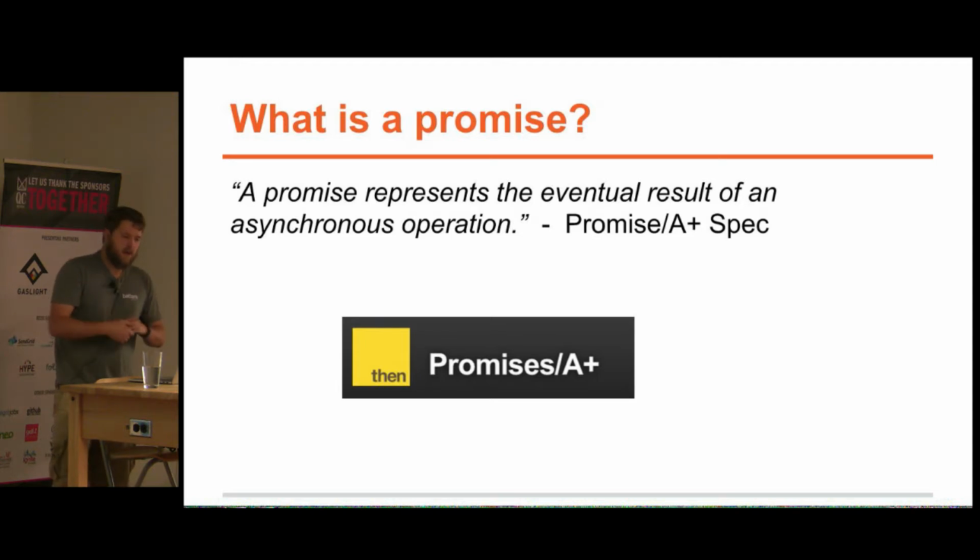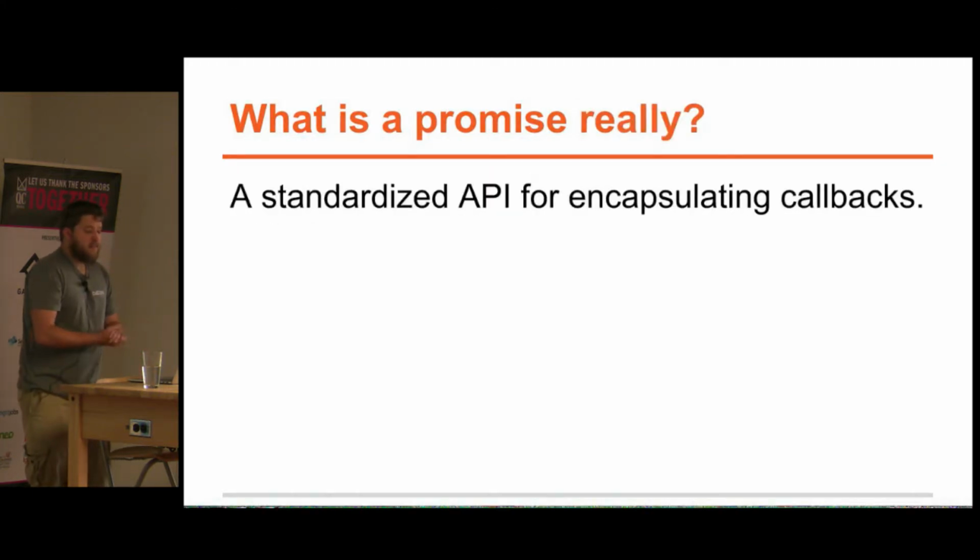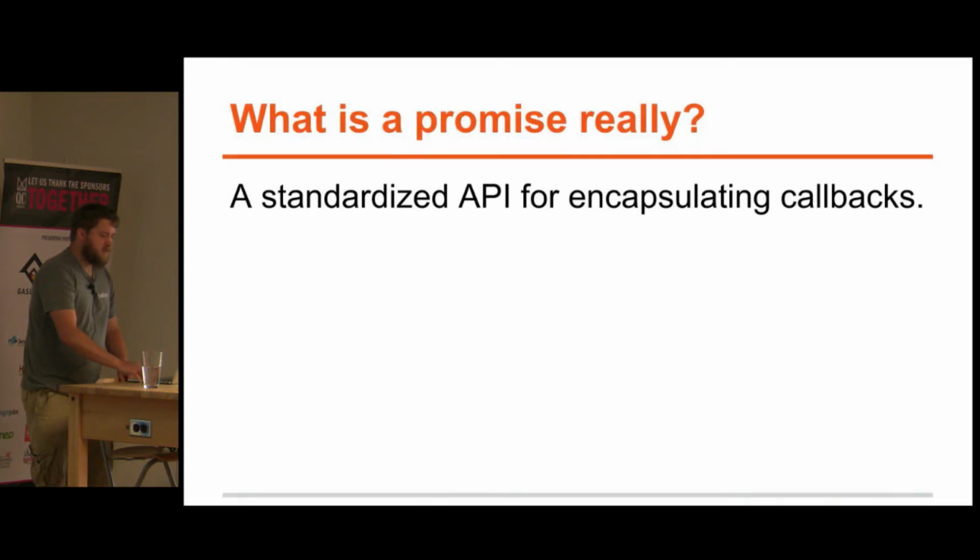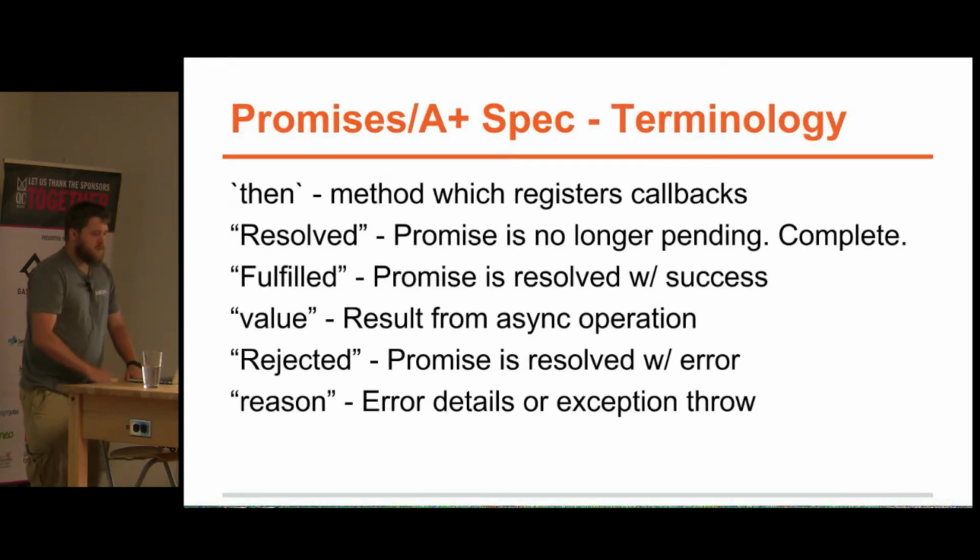According to the spec, a promise represents the eventual result of an asynchronous operation. To me, it's a standardized API for encapsulating callbacks. That's what I tell people when I'm introducing them to promises. So some just basic terminology. This is probably mostly a review for many of you.